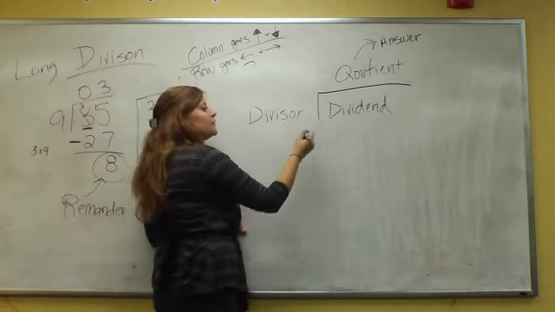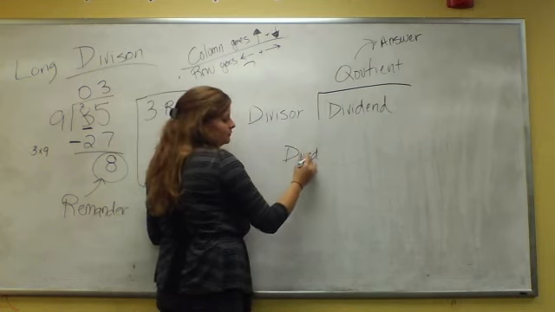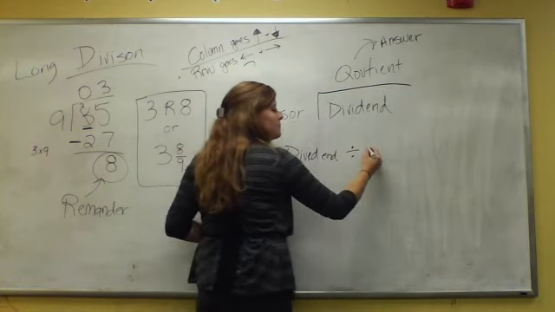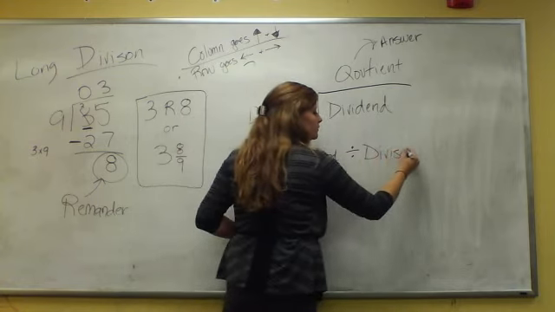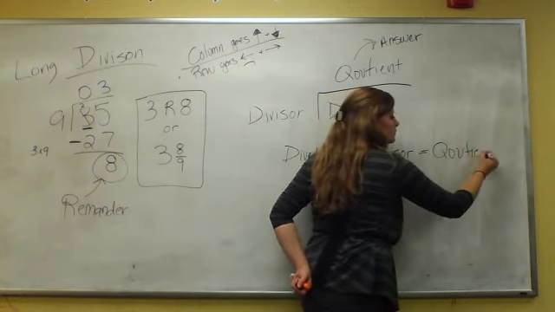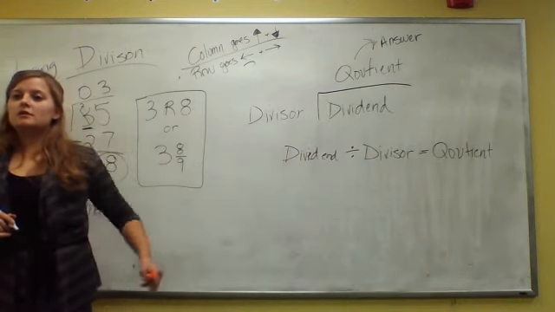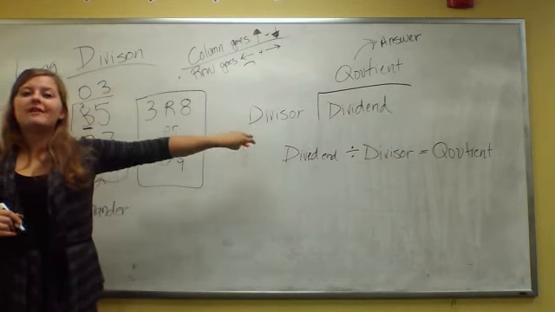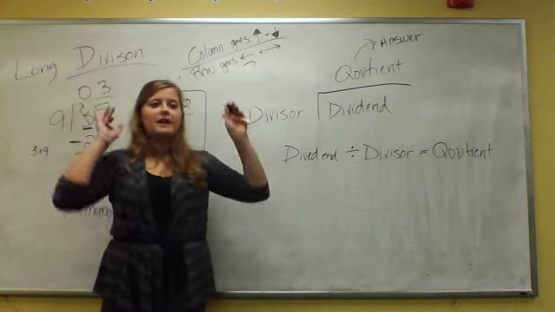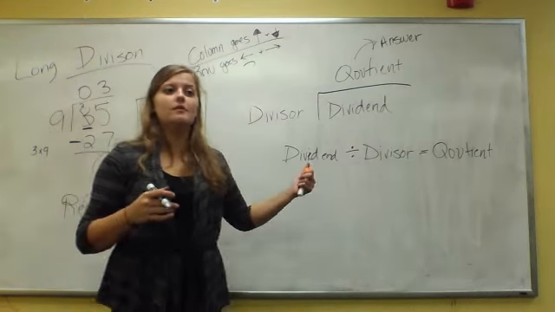Alright, ready? Bring it back down. So if I rewrite this one of the other ways, I have my dividend divided by my divisor equals my quotient. See how that works out? Alright. These are names that you're going to have to recognize. Not necessarily to know exactly what that means or write some kind of long paragraph about it, but these are words that you're going to have to know.